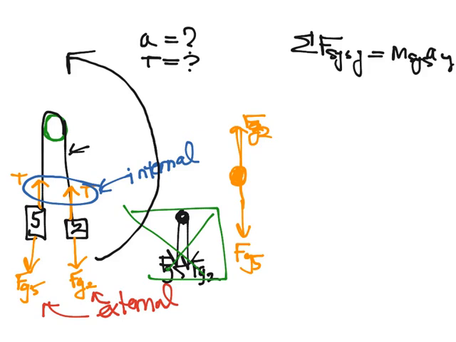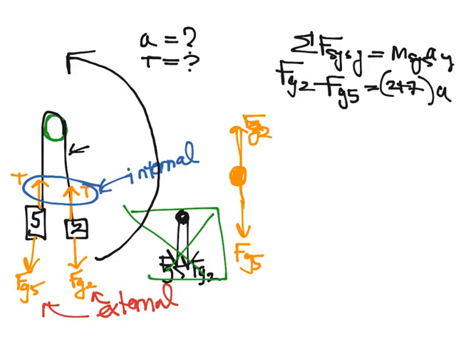Okay, so I want you to take a minute and try to write out Newton's second law. Fill in the up minus down, try to plug in the masses, and try to solve for acceleration. Okay, so in this case, I have Fg2 up minus Fg5 down is equal to the mass of my system, which is 2 plus 5, times a.